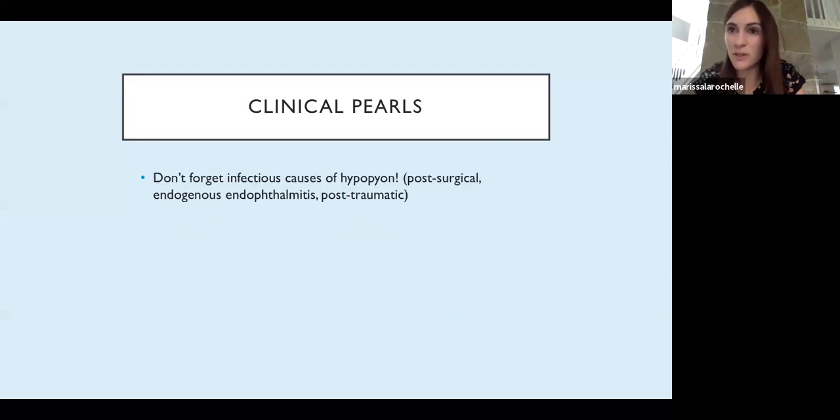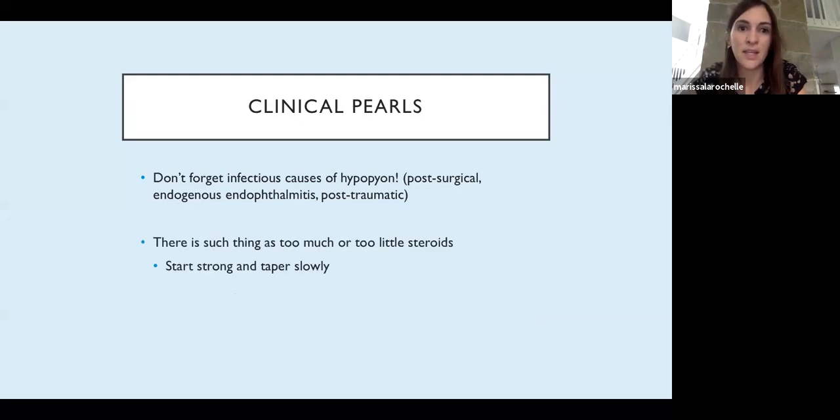Clinical pearls: don't forget infectious causes of a hypopyon. There is such a thing as too much or too little steroids. I tend to start strong and then taper slowly. Dilate every patient with uveitis.